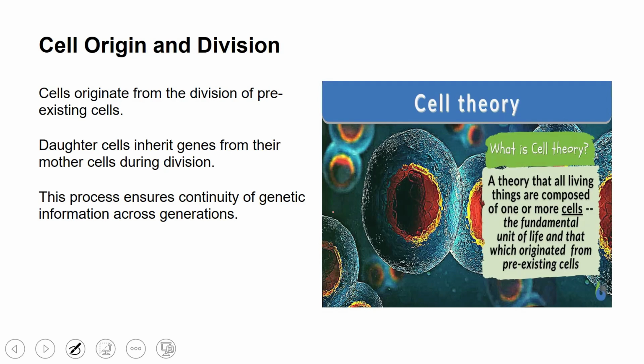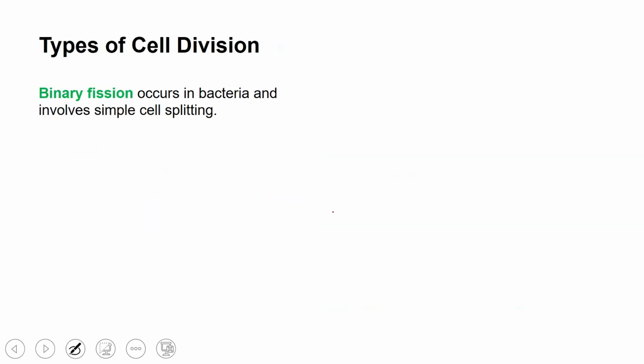This process of division and the inheritance of cells as well as genes from our parents is what ensures the continuity of genetic information. That is why we look like our parents and our grandparents. Now, types of cellular division. Cellular division can occur in both eukaryotic and prokaryotic cells. In prokaryotic cells like bacteria, binary fission is the type of cellular division, which involves a simple cell splitting.